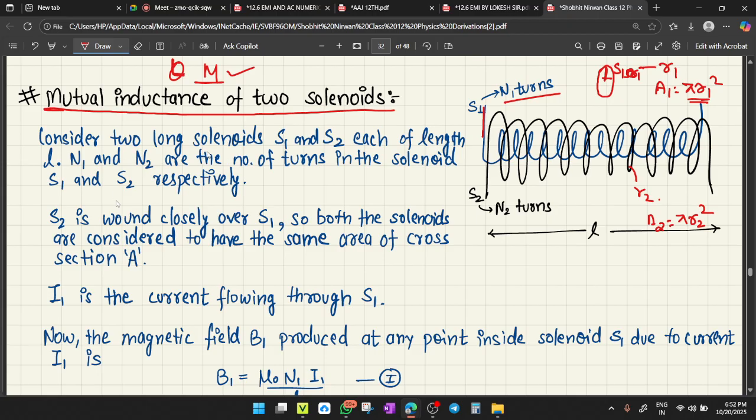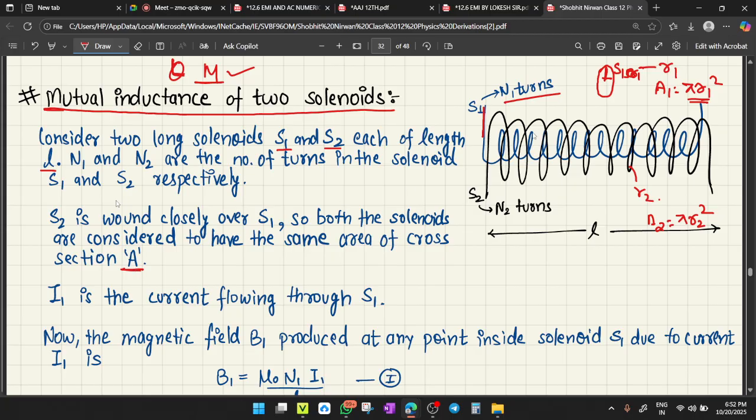Consider the two solenoids S1 and S2, each of length L. N1 and N2 are the number of turns in the solenoids S1 and S2. Clear? So S2 is wound closely over S1. So both the solenoids are considered to have the same area of cross section A.